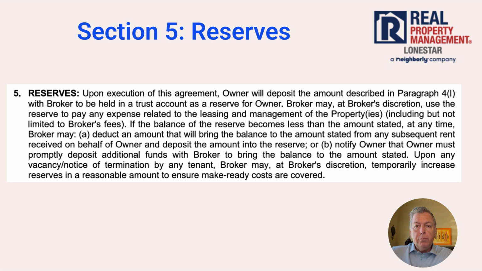If the reserve balance drops below the required amount, the agreement allows us to replenish it, either from collected rent or by requesting additional funds to restore the balance. In most cases, the agreement outlines a standard reserve amount, commonly $500 per property, unless otherwise specified in your signed agreement. If a tenant gives notice or the management agreement is being terminated, the agreement allows for a temporary reserve increase, often up to 1 month's rent or a stated cap. This ensures sufficient funds are available for standard make-ready services such as cleaning, painting, repairs, or rekeying. All reserve requirements, limits, and conditions are detailed in your signed property management agreement.